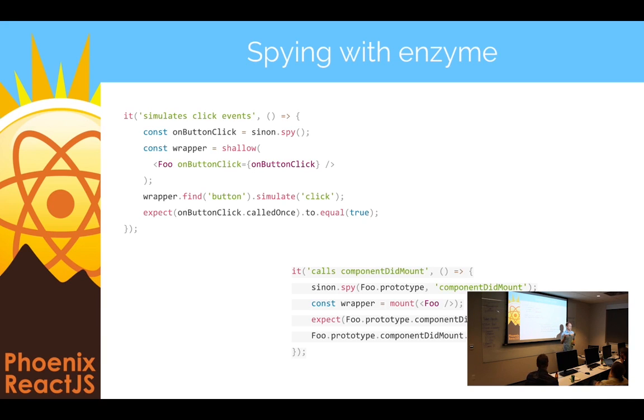You can stub it, so you can tell it, look, if you get called, return this, just to help you set up your tests and make it easy. But Sinon is a really cool library. I recommend it.